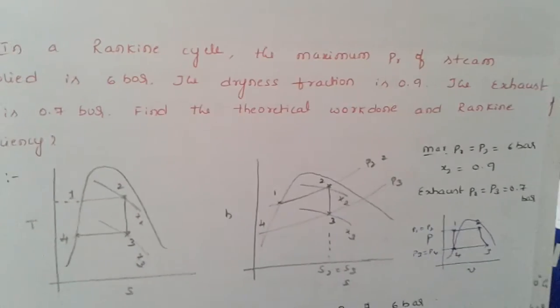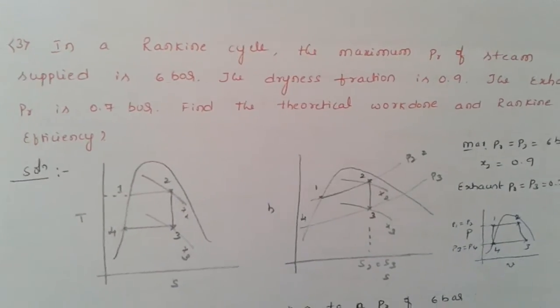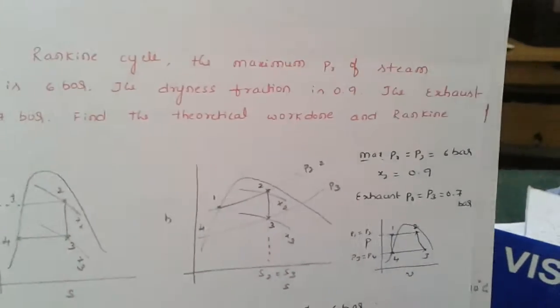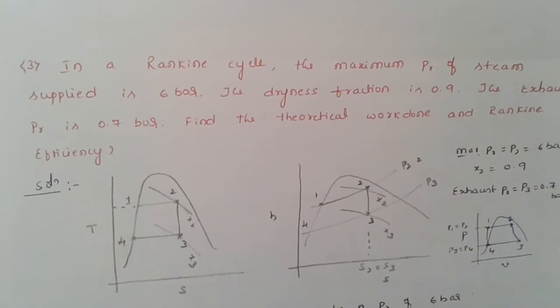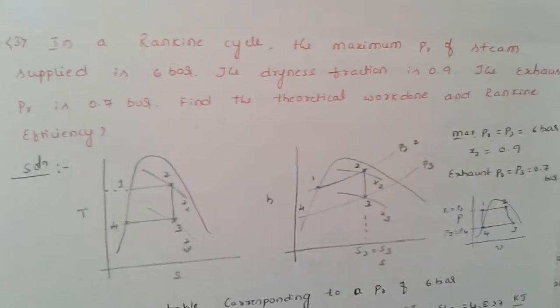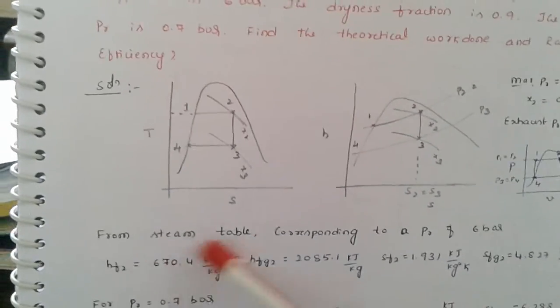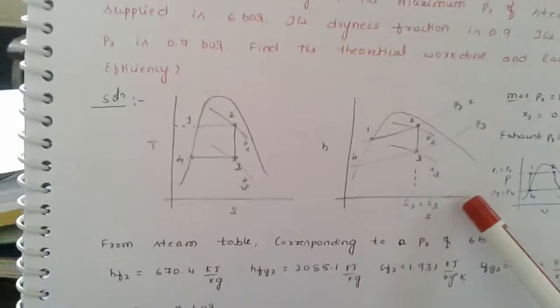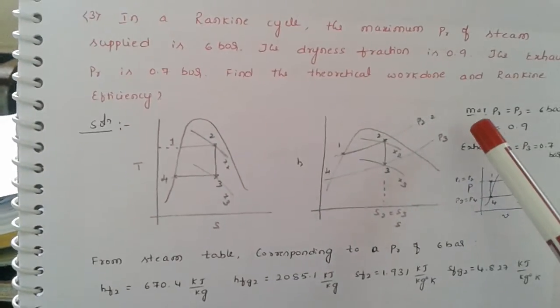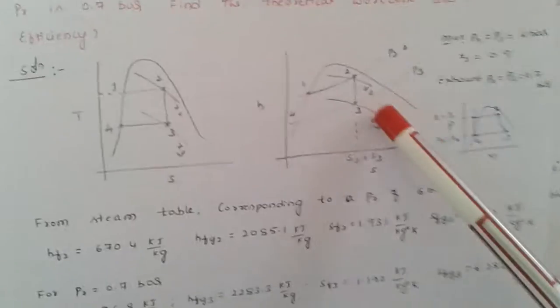In a Rankine cycle, the maximum pressure of steam supplied is 6 bar, the dryness fraction is 0.9, and the exhaust pressure is 0.7 bar. Find the theoretical work done and the Rankine efficiency. Then we have to draw the TS and HS diagrams. The dryness fraction is 0.9, not 1, so the steam becomes wet steam.